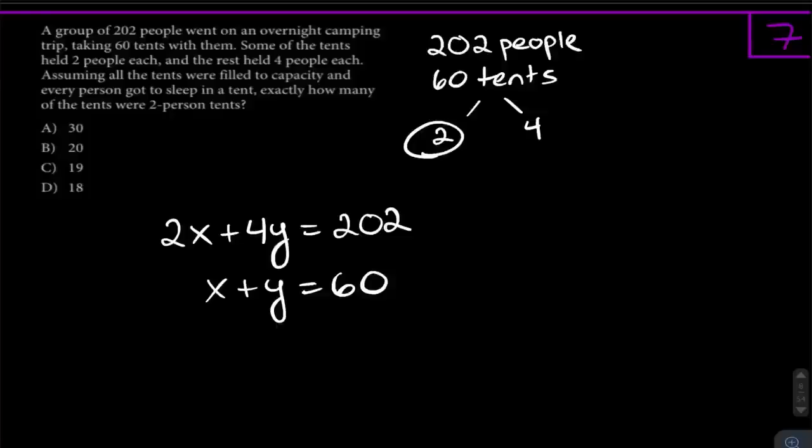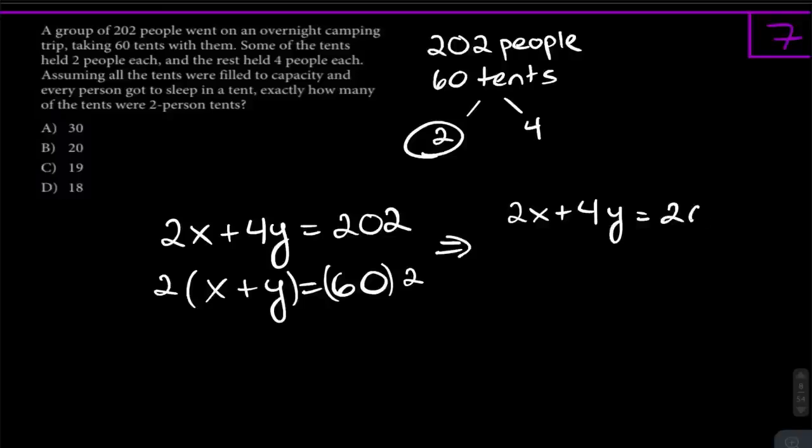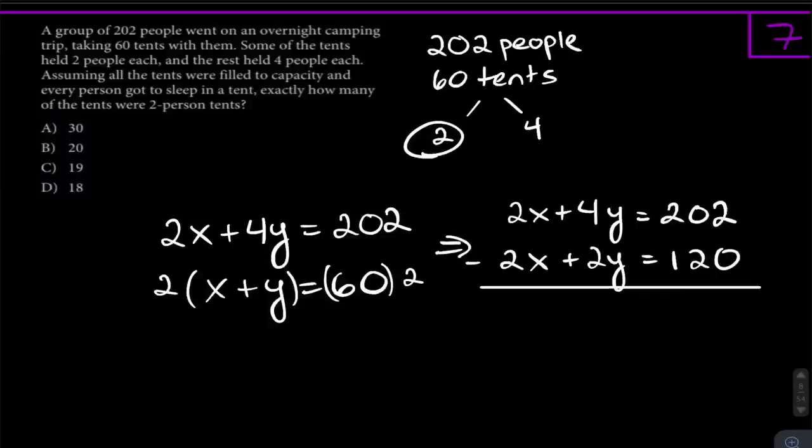It's going to be quick to solve, because we can just multiply this equation by 2, and then we can get the x's to cancel. So we get 2x plus 4y equals 202, and we get 2x plus 2y equals 120. And you just subtract these 2 equations. A 2x minus a 2x goes away. 4y minus 2y is going to be 2y. And then we have 202 minus 120, and that's going to be 82.